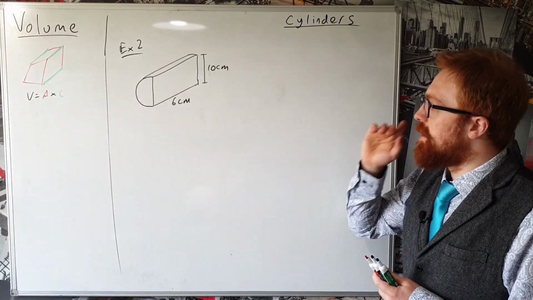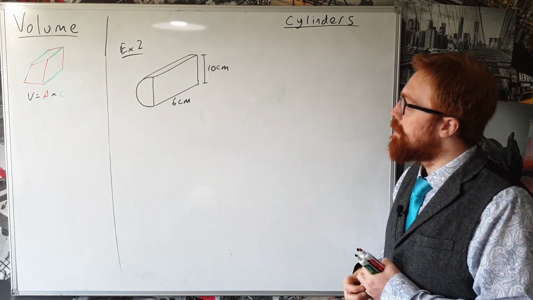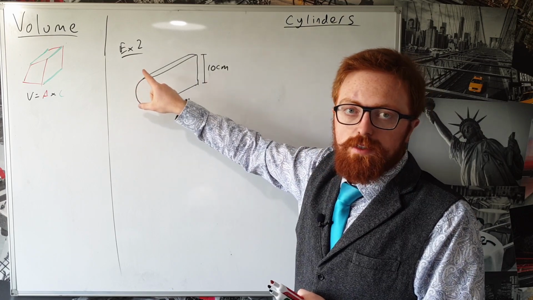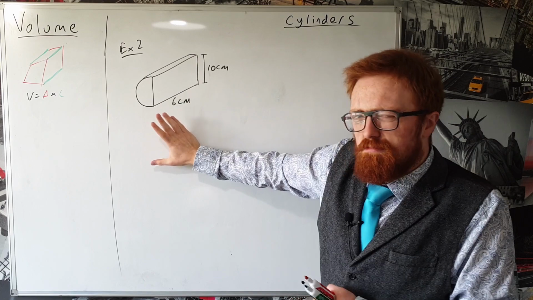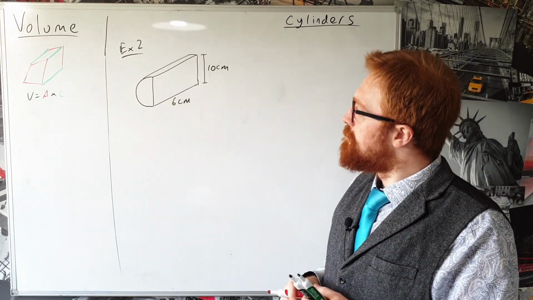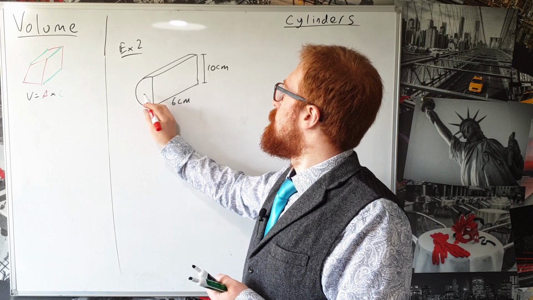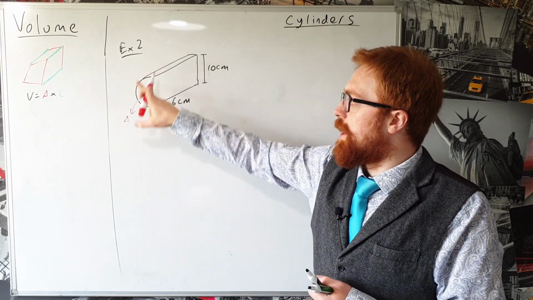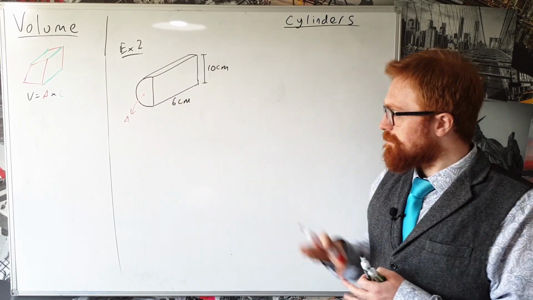Okay, so let's have a look at this example now. So this one, slightly different again. We have a semicircular cross-section here rather than a full circle. But that shouldn't stop us. We're going to use exactly the same method, exactly the same strategy as before. So we're going to find the area of the cross-section, the area of this semicircle, and then we're going to times it by the length.